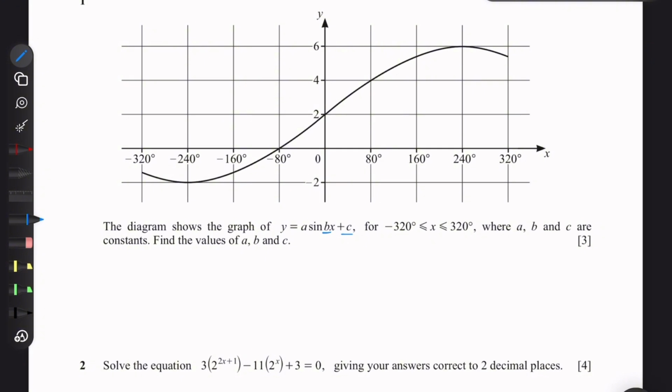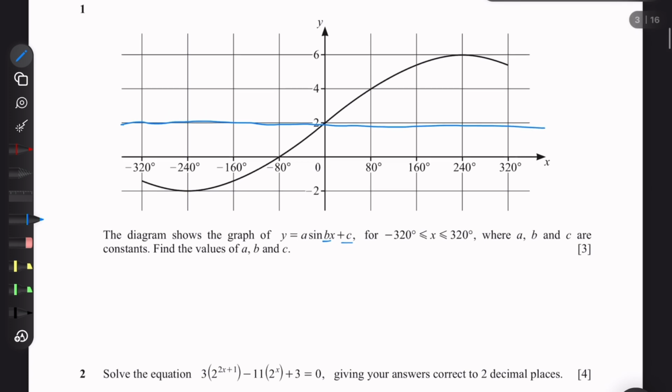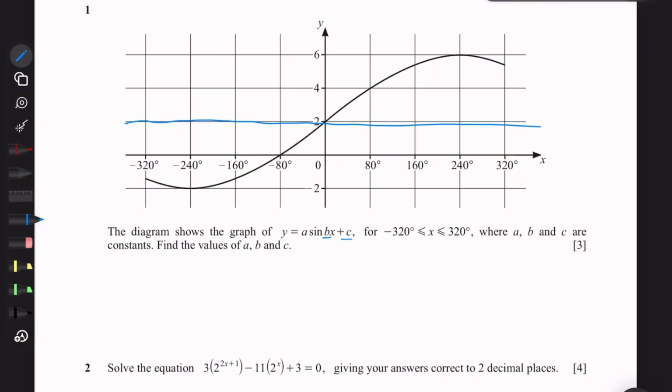In order to figure out the a, b, and c values, we can first identify the so-called middle of the graph, which is this part. And from this we can find the amplitude, which is from 2 to 6, which is 4, because 6 minus 2. So a equals 4.